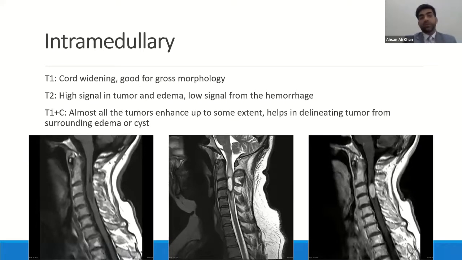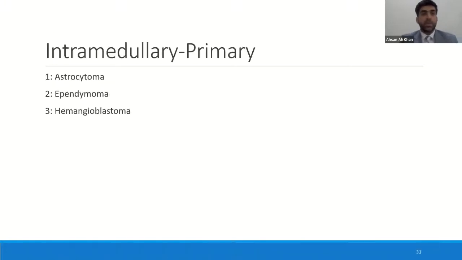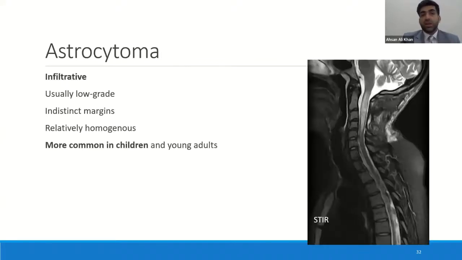So when you see a cord expansion and you are not sure about the diagnosis, you can think of doing a contrast enhanced study so that you can think of whether it's a tumor or a demyelinating lesion. These are the three most common intramedullary primary tumors: astrocytomas, ependymomas, hemangioblastomas.